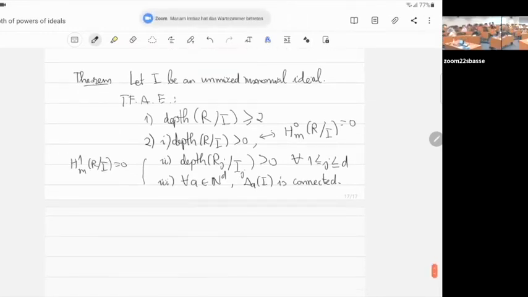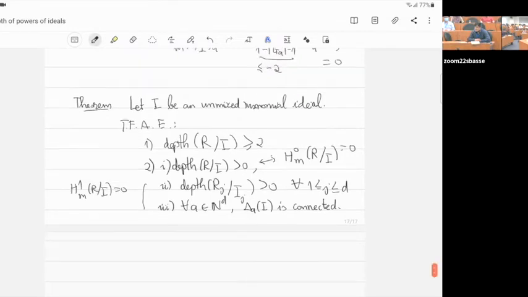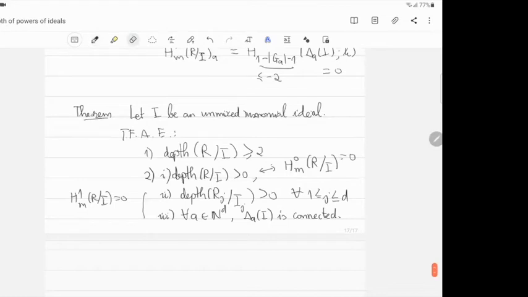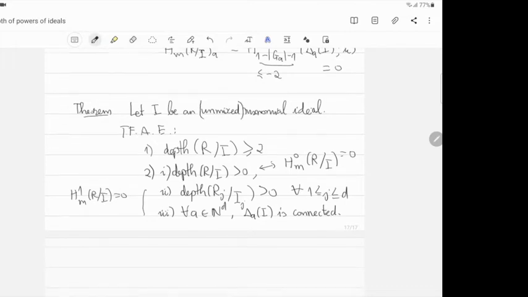What is the role of unmixedness here? So basically, this result is derived from Takayama and the above explanation. So what is the role of unmixedness? Actually, you don't need unmixedness here. If you want, you can erase it. In this result, I don't really need unmixedness.